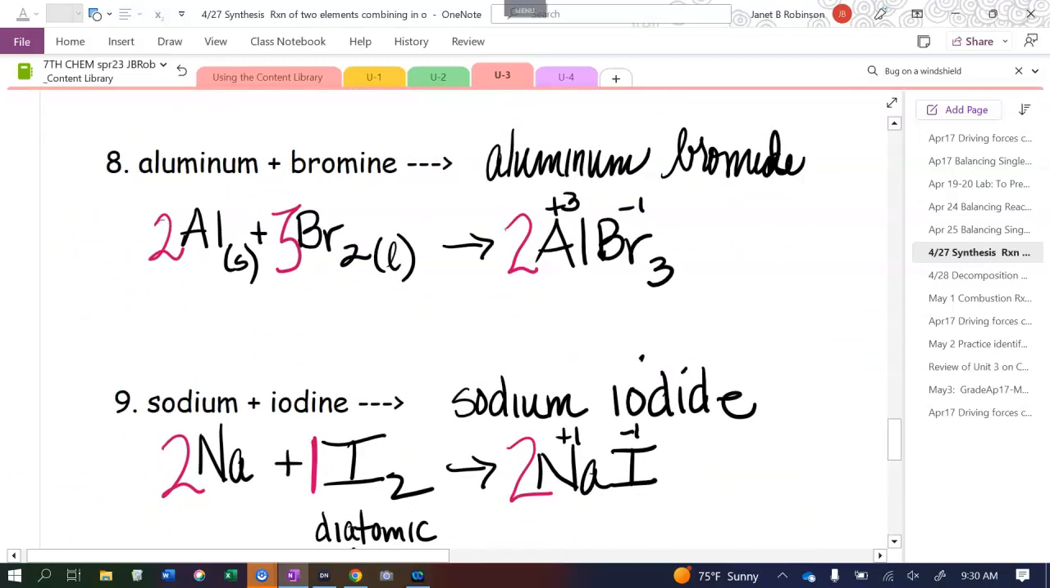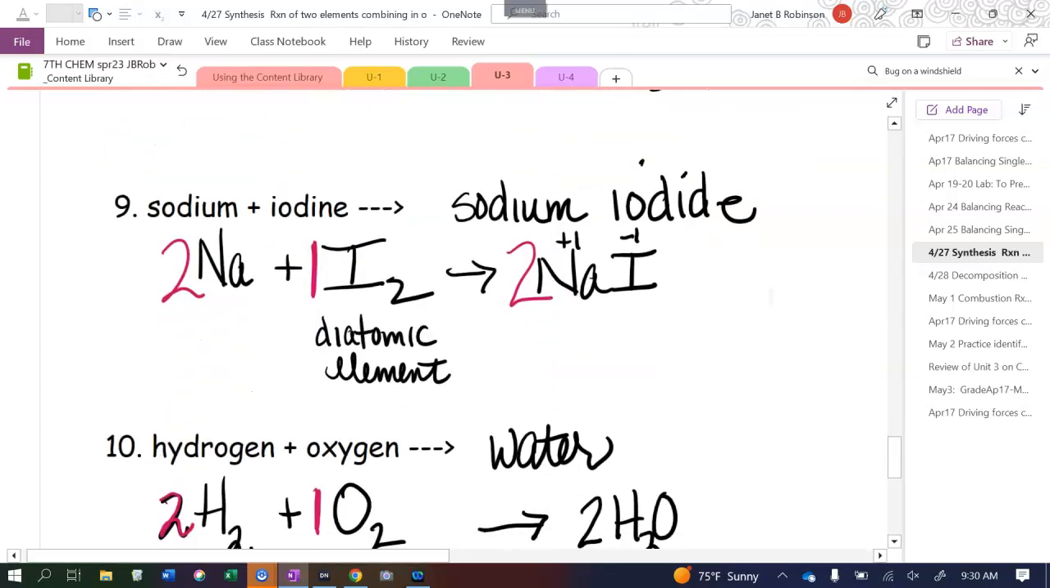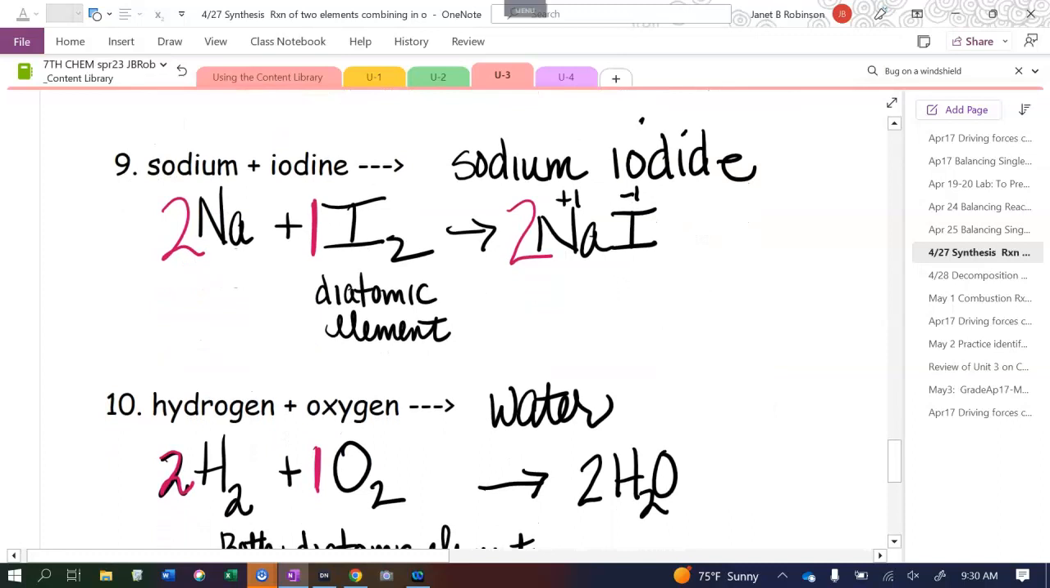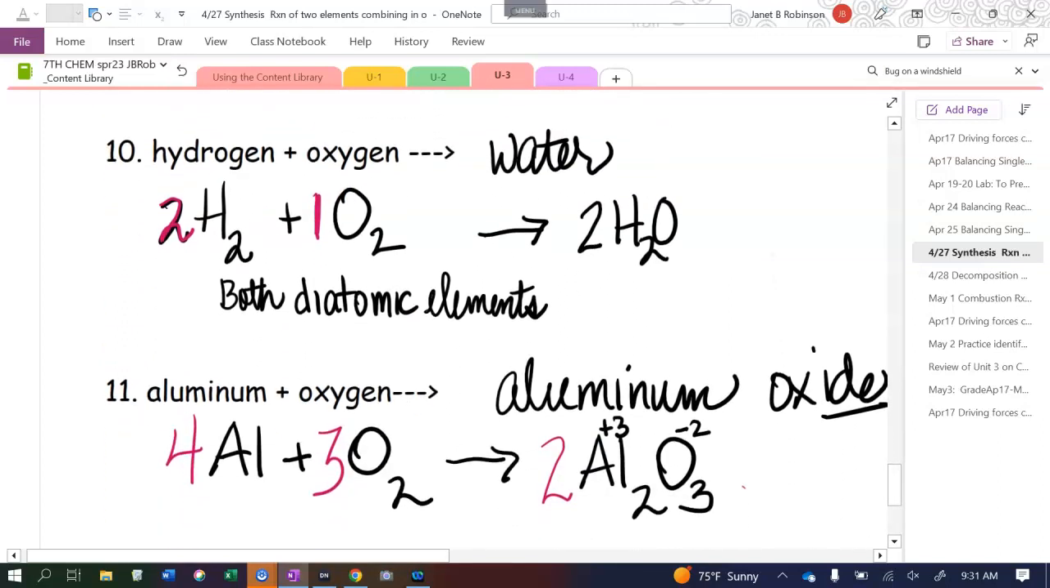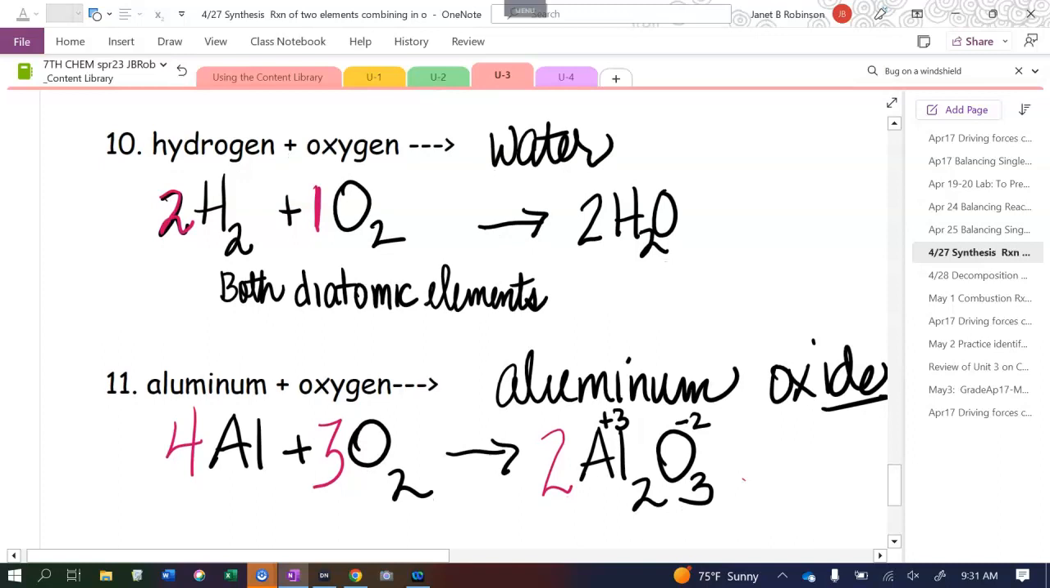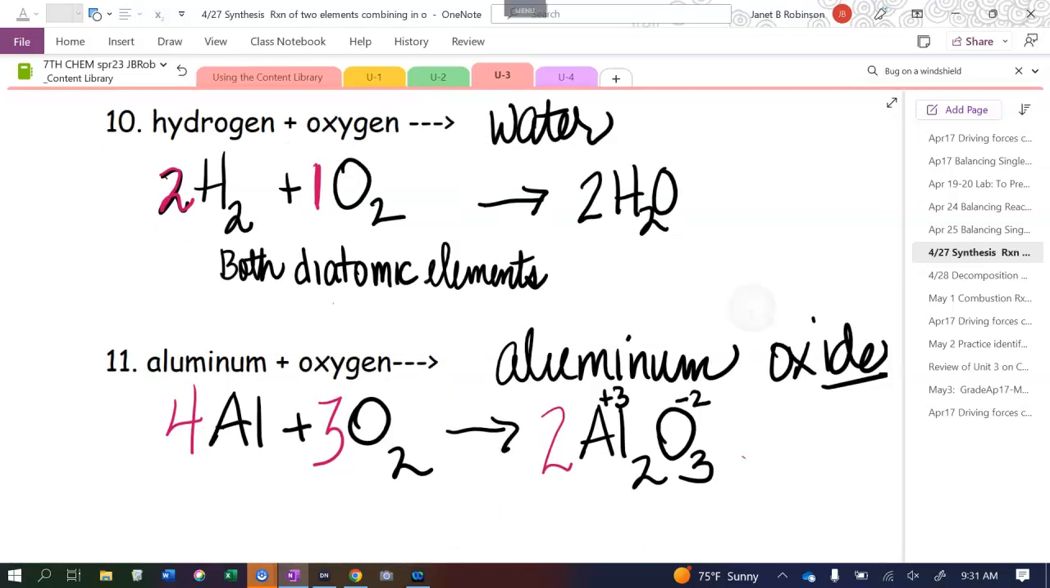Then you had to do 8 and 9 all by yourself and create the name. So did you call it aluminum bromide, and did you get coefficients of 2, 3, and 2? With sodium plus iodine, since iodine's diatomic, its correct formula when it's an element is I2. So there we go, 2, 1, 2. Hydrogen plus oxygen produces water, right? Both are diatomic elements, so it's H2 plus O2, and then forming 2 water molecules.